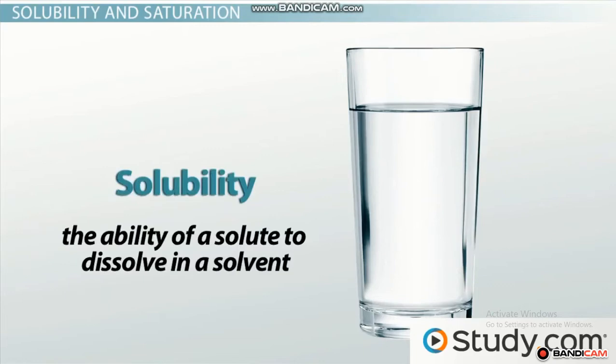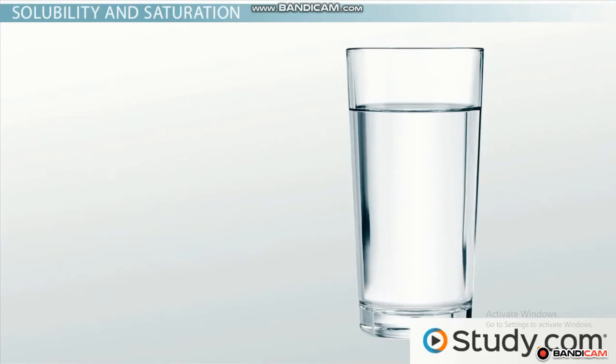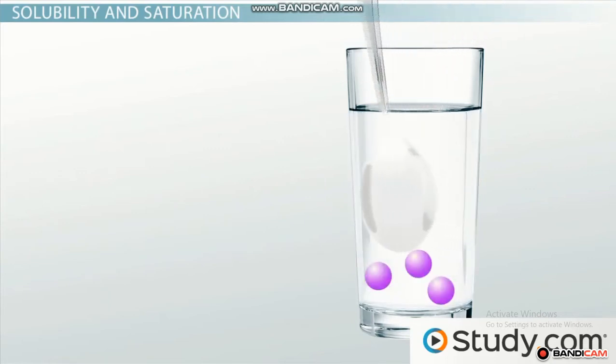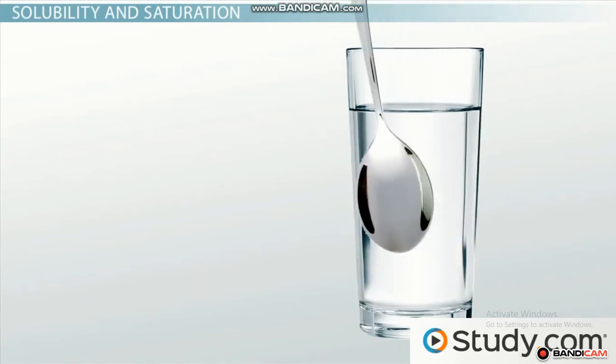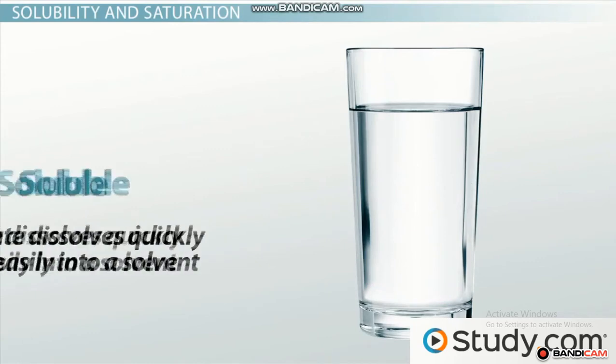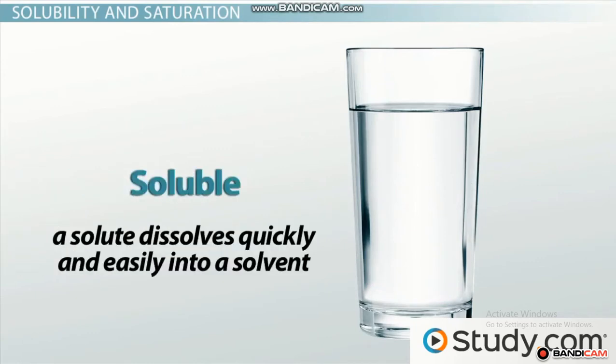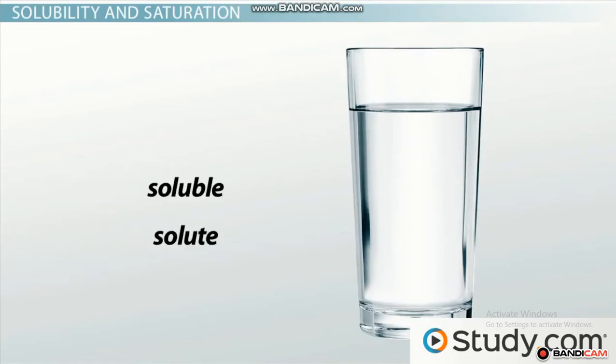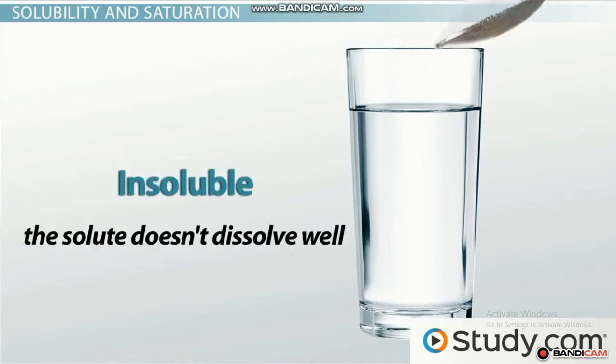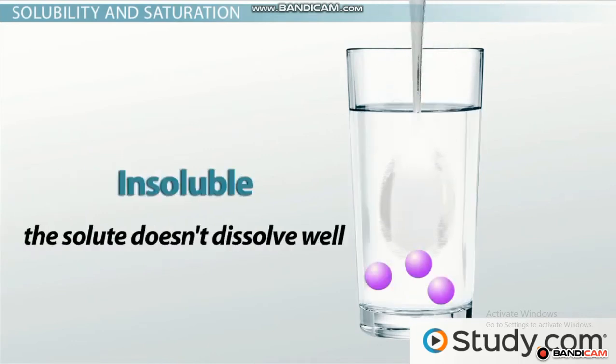The ability of a solute to dissolve in a solvent is called its solubility. The solubility of a solute depends on the attractions between the particles of the solvent and solute, as well as the attractions between the solute molecules themselves. If a solute dissolves quickly and easily into a solvent, then the solute is soluble in that solvent. Notice how much the word soluble sounds like solute? If the solute doesn't dissolve well, then we say it is insoluble in that solvent.